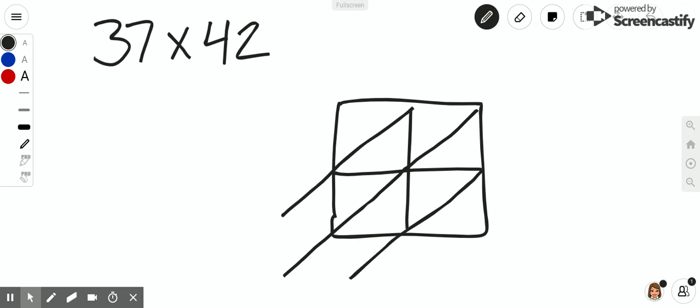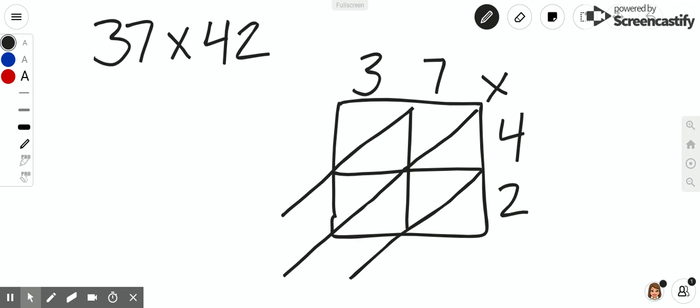Next, we can set up our problem. We're going to write our 37 on top, being very careful that each digit is directly over a box, times 42. Again, being very careful that our digits are directly to the right of a box. Now we just need to use our basic facts to multiply.